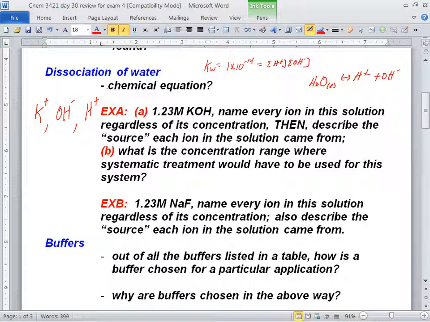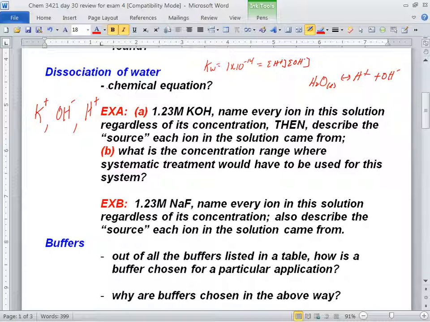The KOH. Good. What's the source of the hydroxide, Monica? Water. Or no, the K. Yep, same thing. The hydroxide is from the KOH. That's 1.23 molar, right? From the KOH. Where's the hydrogen ion from? Water. This dissociation of water, right?